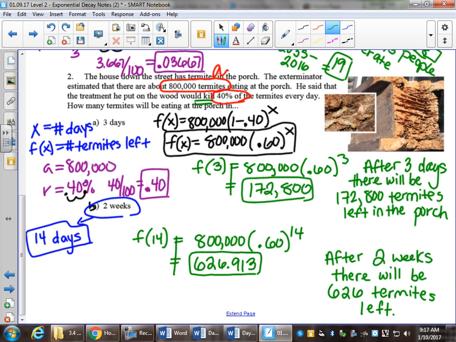Now, to take care of a termite problem, you have to have none left. So it's still an issue. The exterminator will keep coming back until there's none. That rounds out the notes.